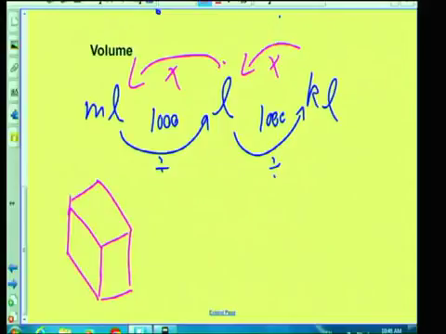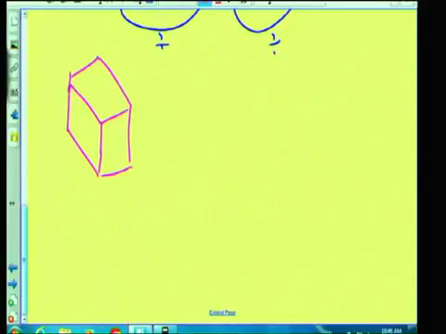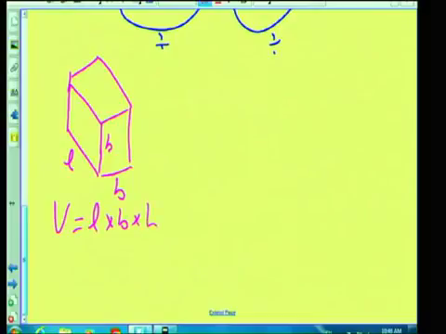And you would agree that, from what you've done previously, the volume of something like this, they call that height and call that breadth. The volume is length times breadth times height. And so what would we say? If this was 1 centimeter, and that was 1 centimeter, and that was 1 centimeter, then we would get 1 centimeter times 1 centimeter times 1 centimeter.